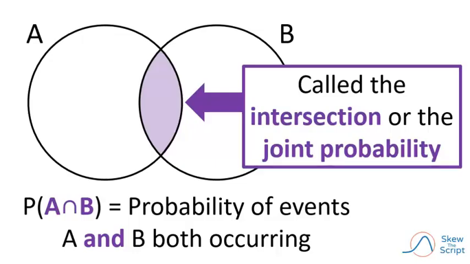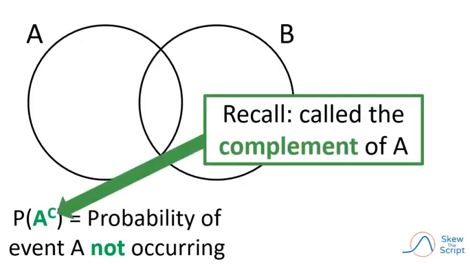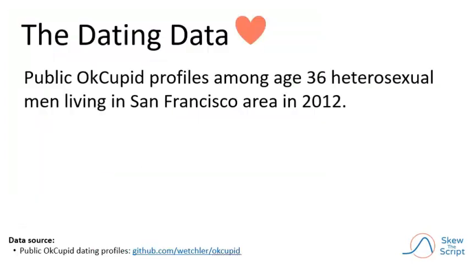The more formal terms for this are the intersection, or the place where A and B intersect, or the joint probability of A and B. Now, from an earlier lesson, we know that this notation means the probability of event A not occurring. We call this the complement of A. It's the probability of event A not happening. So that probability can be found in all the areas of the diagram except for the circle that describes A.